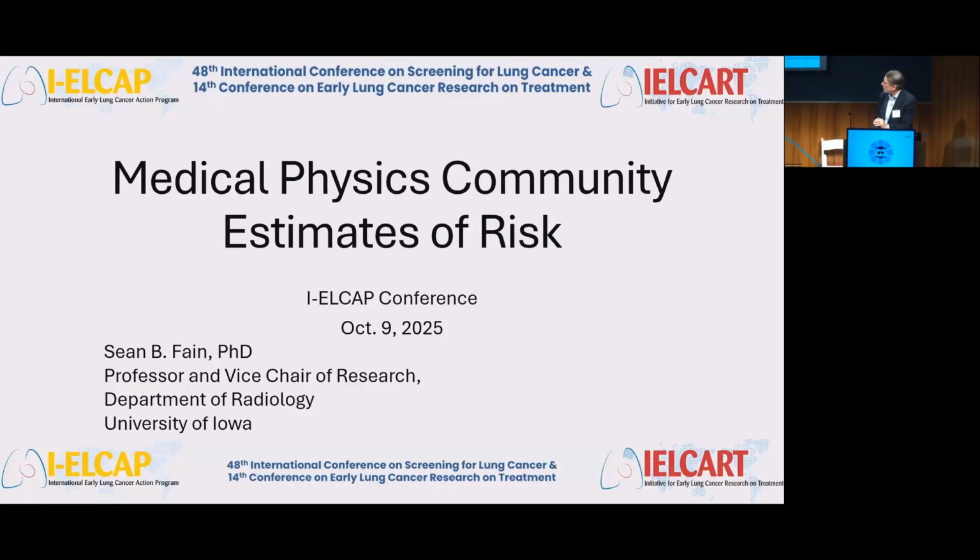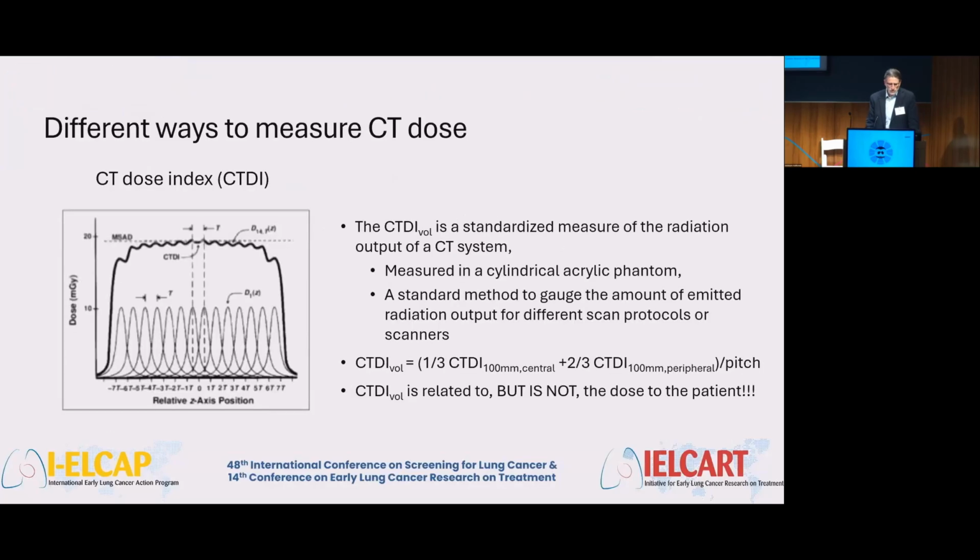Thank you. So I'm going to try to go over topics that relate to how we calculate dose and then consequences later of perhaps underdosing patients. The most common method for estimating dose, which is really not anything to do with the dose to the patient, is the CT dose index.